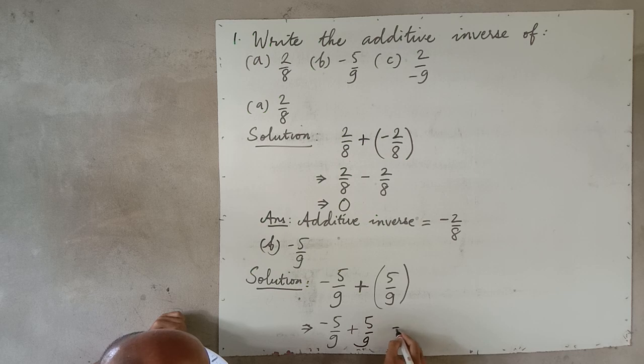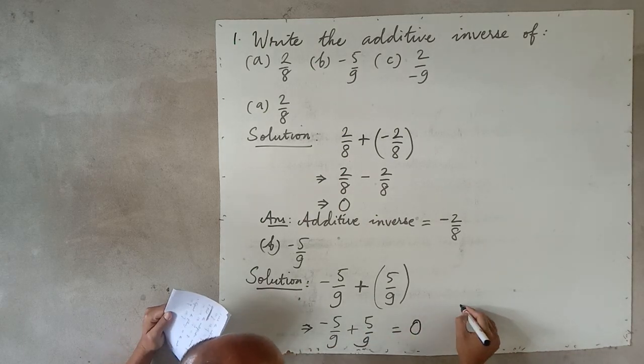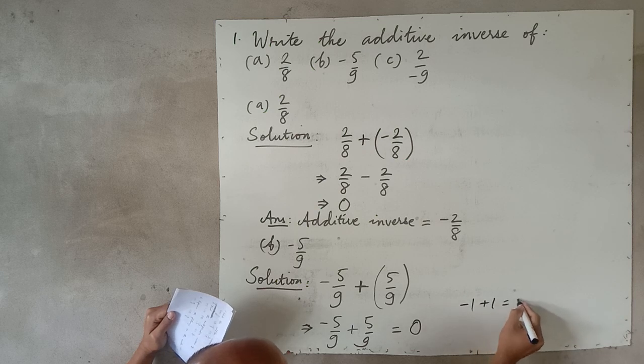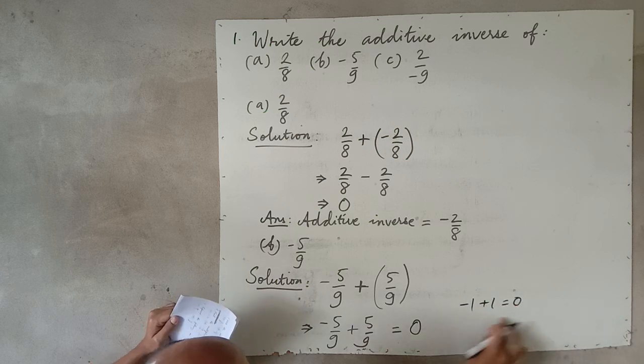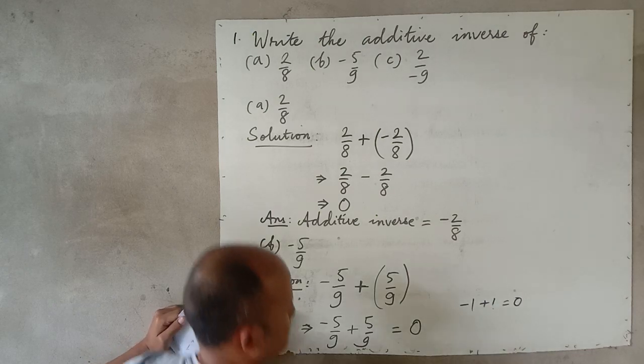Alright, so these two are exactly the same but with different signs. It is like you subtract this one from this one. You subtract this negative value from the positive value and you get 0, like minus 1 plus 1 will be 0. Something like this, right?